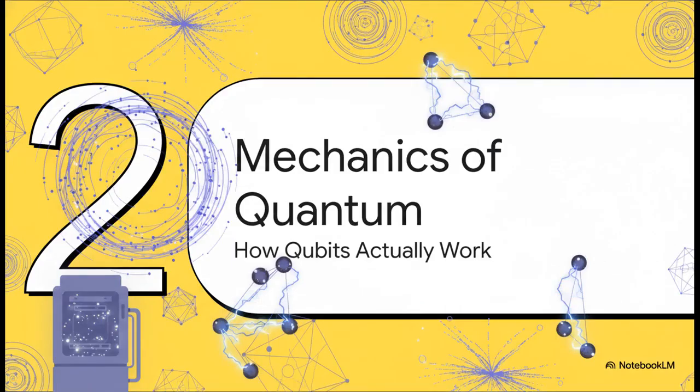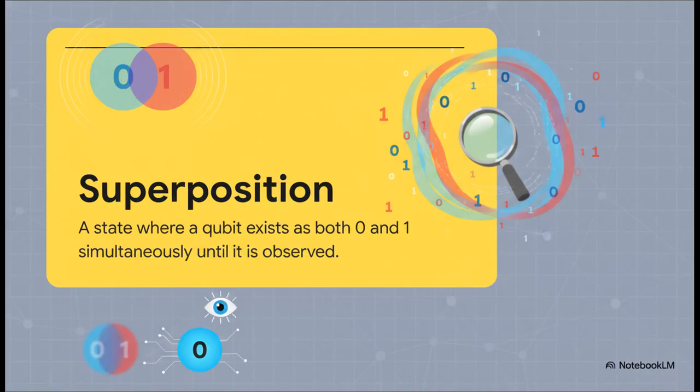Moving right along to section 2. The mechanics of quantum and how qubits actually work. The first defining property here is superposition. This is the absolute engine of quantum parallelism. It's what allows the system to hold multiple possibilities at exactly the same time.